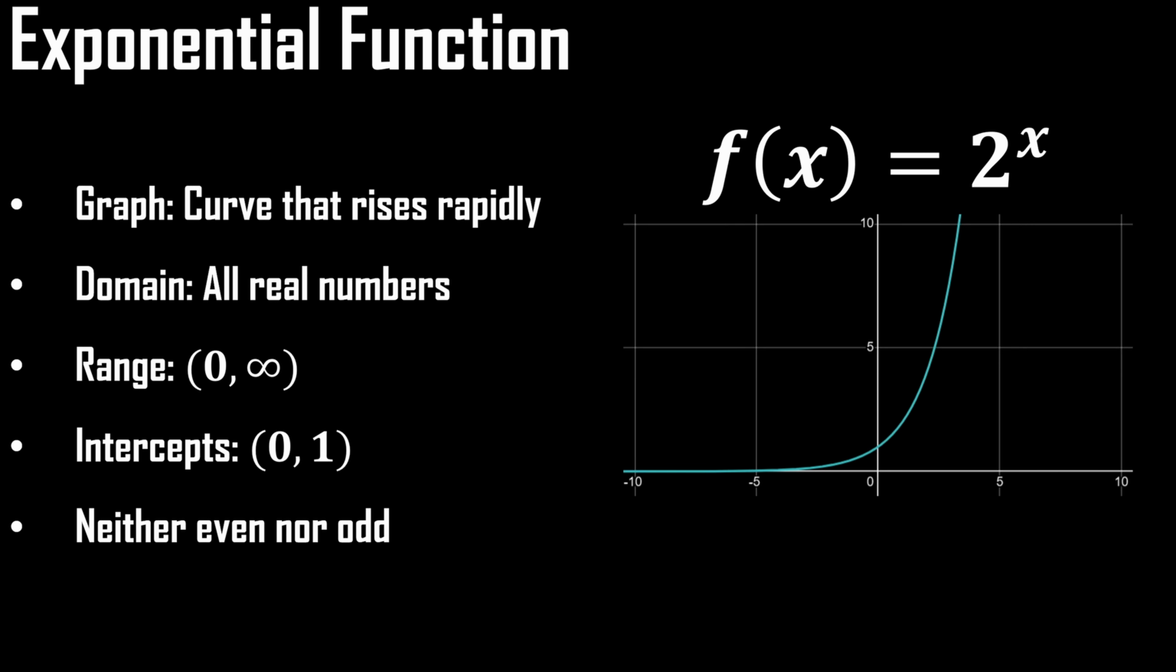Next, we have the exponential function, f of x equals 2 to the power x. E can also be used as the base. The graph is a curve that rises rapidly. The domain is all real numbers. The range is from 0 to infinity. The intercept is (0, 1), and it's neither even nor odd. A real-world example would be population growth or compound interest.